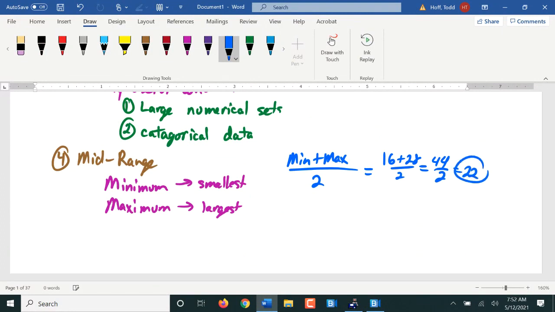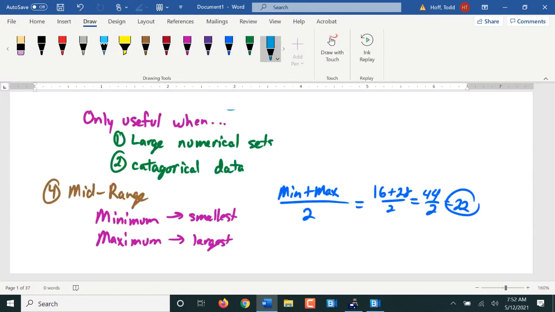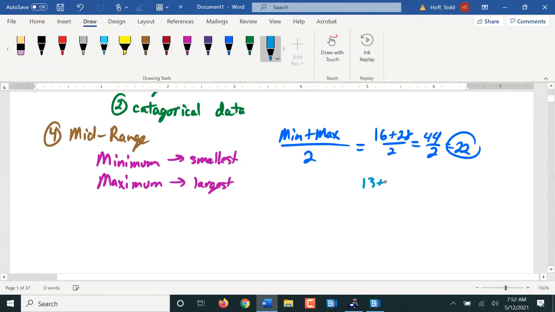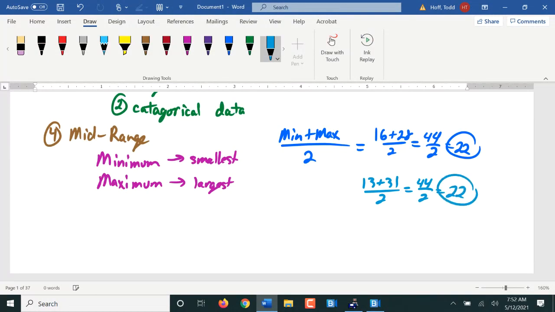Well, the mean and median were 21, so that's actually slightly off. For set B, it's 13 and 31. 13 plus 31 divided by 2. 13 plus 31 is 44, divided by 2 is 22. That's dead on again with the mean and median for that data set.